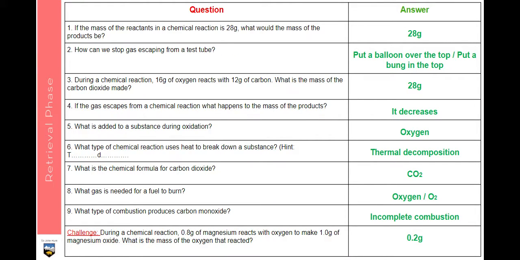So the answers are as follows. The mass at the start of a reaction is always the same at the end, so it should be 28 grams for number 1. Be careful with number 7, guys. I noticed that a lot of you are using lowercase letters for chemical formulas. Now, if it's carbon dioxide, the carbon is a capital C. The O stands for oxygen, and we know oxygen is a capital O. Well done if you got your challenge correct, and if you worked out the mass of the oxygen being 0.2.